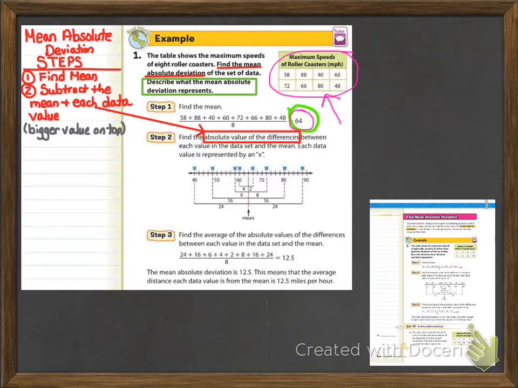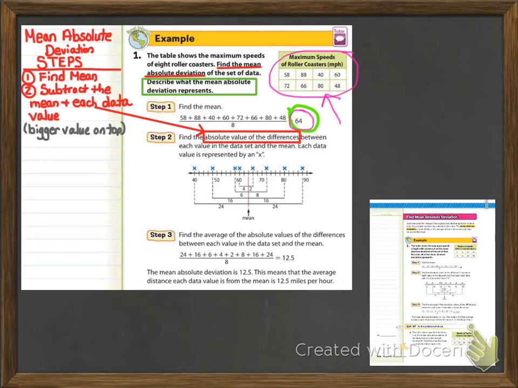I did put a box next to step 2 where it says absolute value of the differences, I should say. So when you're subtracting these, the easiest thing to do is go ahead and put the larger number of the 2 on the top and then subtract them that way. This way you assure yourself of finding their absolute values.